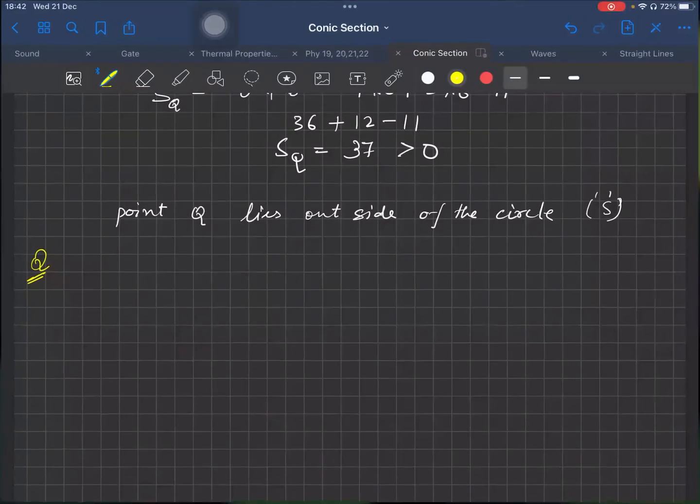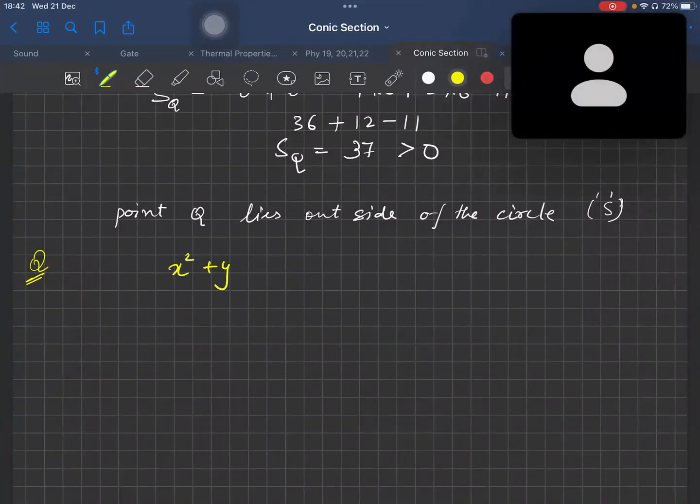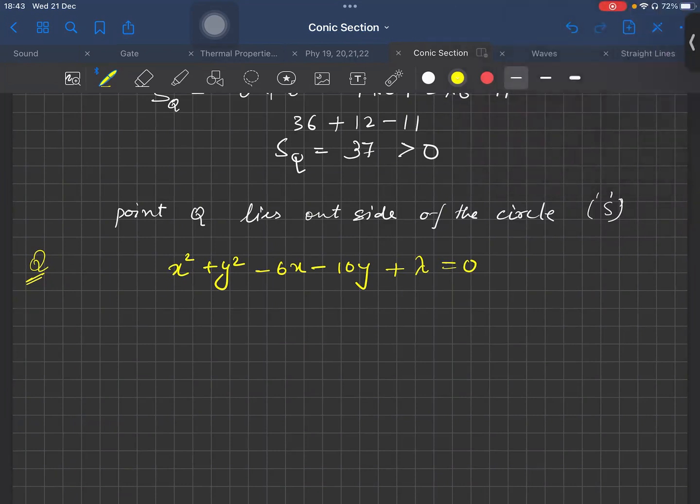Okay, solve this. You are given the equation of circle x square plus y square minus 6x minus 10y plus 11 is equal to 0. Sorry, not lambda, let's remove lambda out of the picture. And a point P (2, 3) is given. Tell me whether this point is inside the circle or outside the circle.